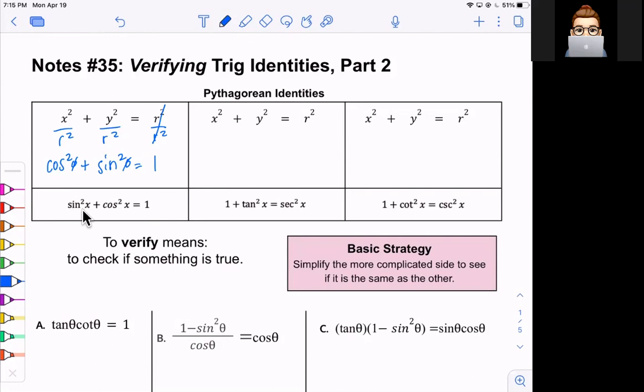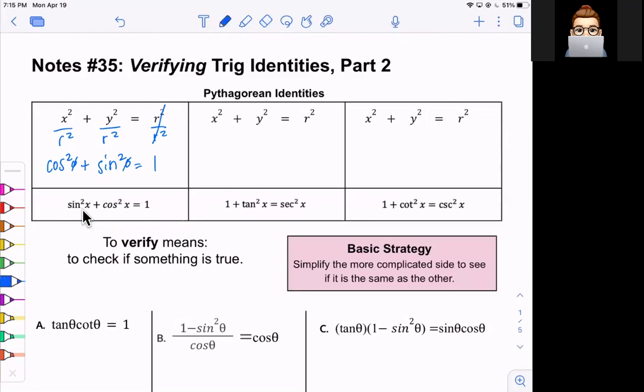We can also subtract sine squared x on both sides. So you could say cosine squared x is equal to 1 minus sine squared x. Or the same is true if we move cosine to the other side: if we subtract cosine squared x, we end up with sine squared x equal to 1 minus cosine squared x. Any of those can be recognized as equal to each other. So that's what happens if we divide by r squared on both sides.